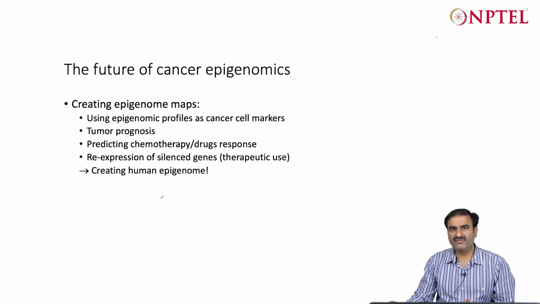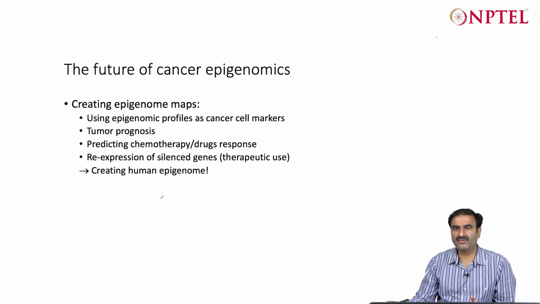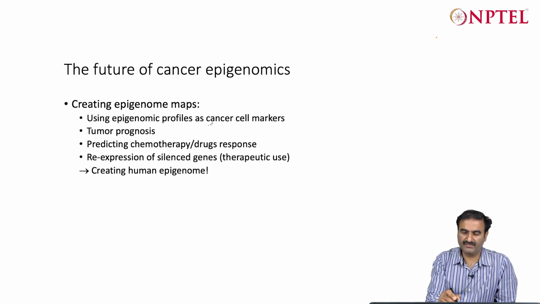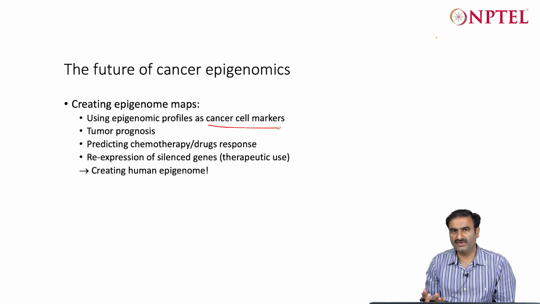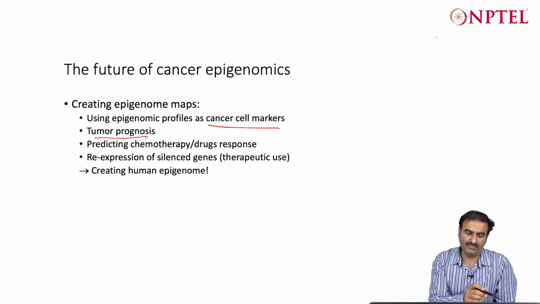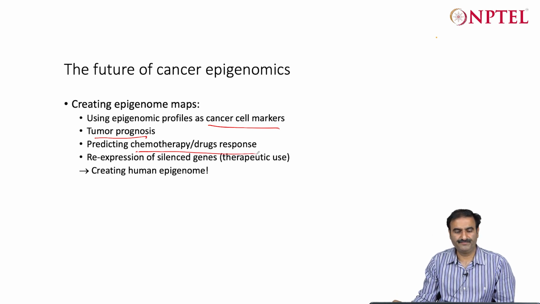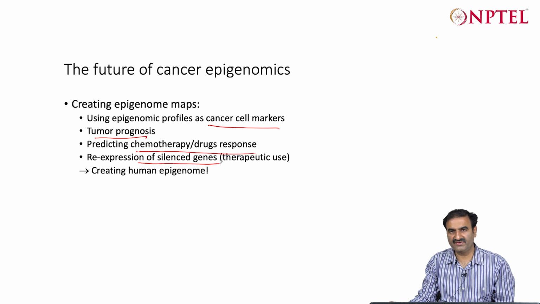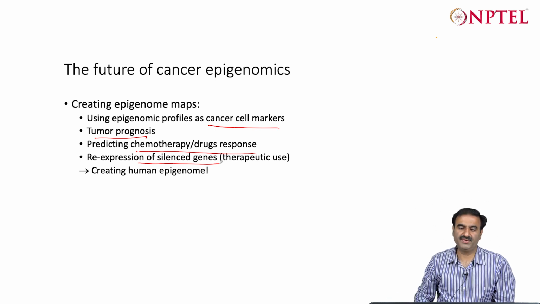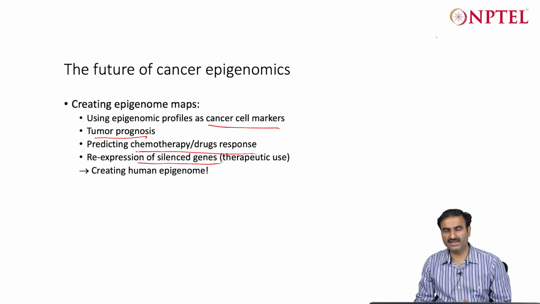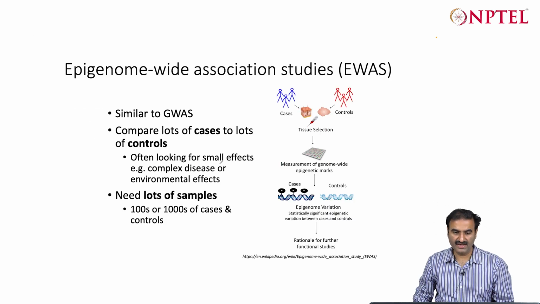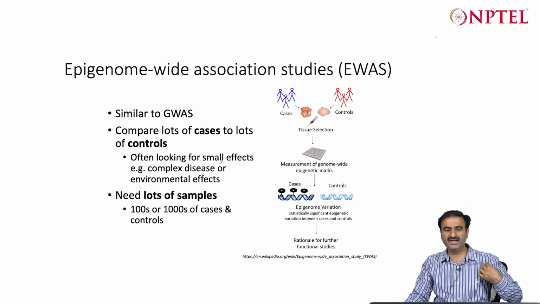So basically, the future of cancer epigenomics is that it can provide markers for the various types of cancer. You can get epigenetic modifications which can be associated with various types of cancers, help in tumor progression, prognosis, predicting the various chemotherapy or drug responses, and also re-expression of the silenced genes, therapeutic uses, and creating the human epigenome. So this field, along with the other omics, is very important to understand disease pathogenesis and its cure.